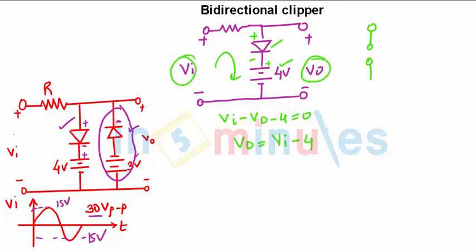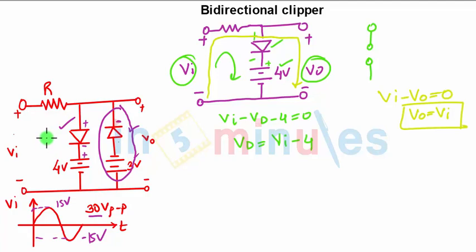How? When you apply KVL from the input to the output, what you will get? VI minus VO is equal to 0, which implies VO is equal to VI until and unless the diode is open circuited. Now, it is said that you need to assume the diode as a practical diode. That means we need to consider the 0.7 voltage drop across the diode. So what will be the equation? VI equals 4 plus VD, that is 4 plus 0.7, that is 4.7. So VI minus 4.7 is equal to 0.